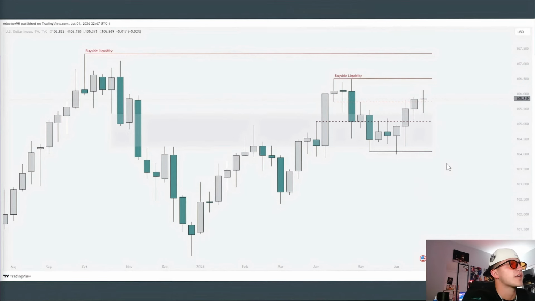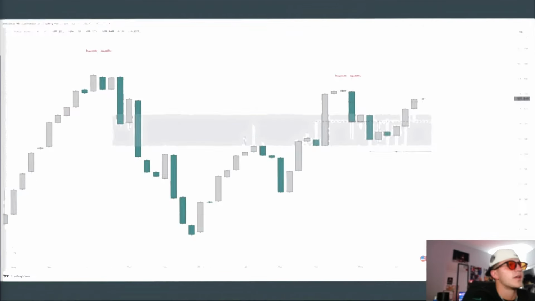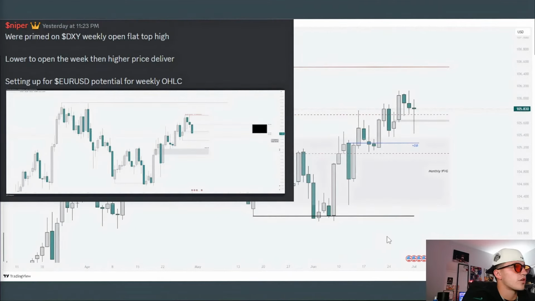But now let's get into what price did to start off the week on the Monday. So on our daily chart, this is what I had mapped off in the Discord, and this was in the middle of the day on Monday. We had the dollar index draw lower to start off the open of the week, leaving a weekly flat top high.